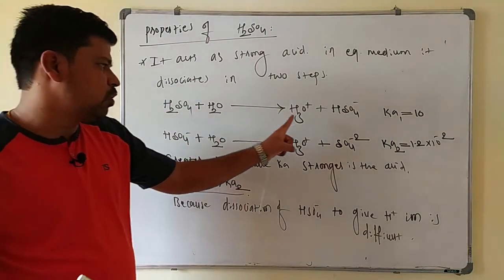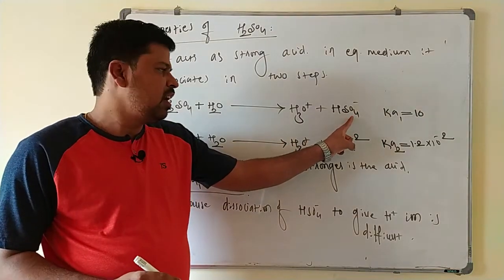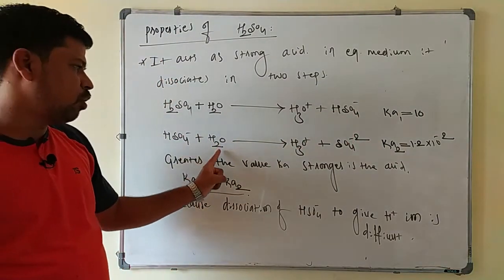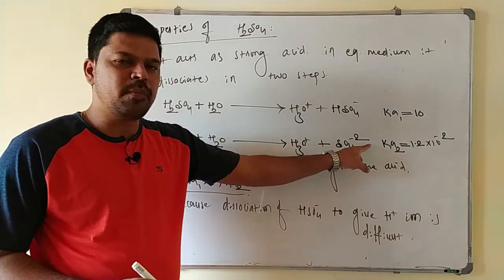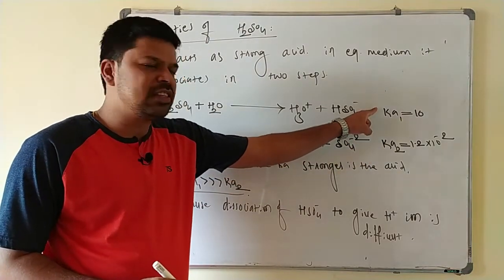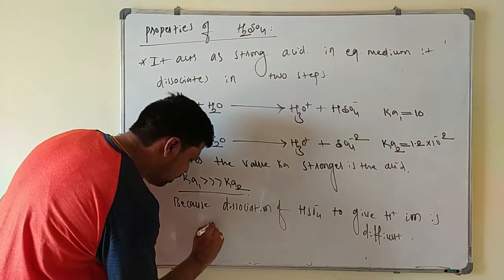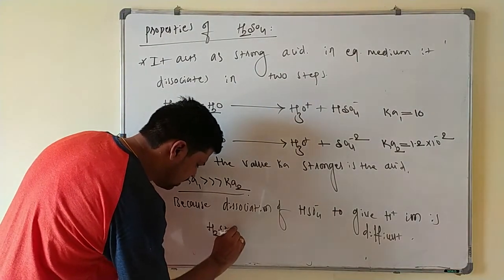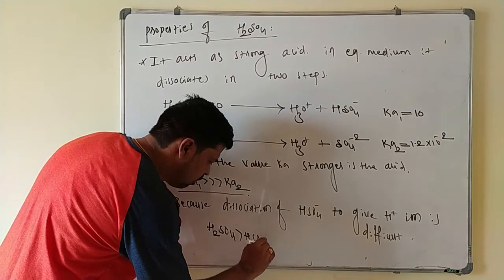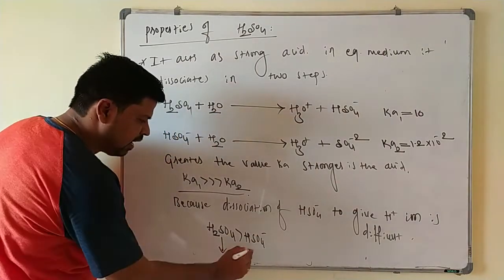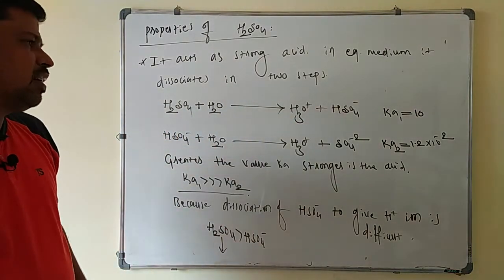In the first step it gives one proton and forms HSO4 minus, and this HSO4 minus again gives another proton to form H3O plus and SO4 minus 2. In these two steps, the Ka value for the first step is very high. That's why H2SO4 is a stronger acid than the HSO4 minus ion, because it gives a proton readily compared to the HSO4 minus ion. Next one.